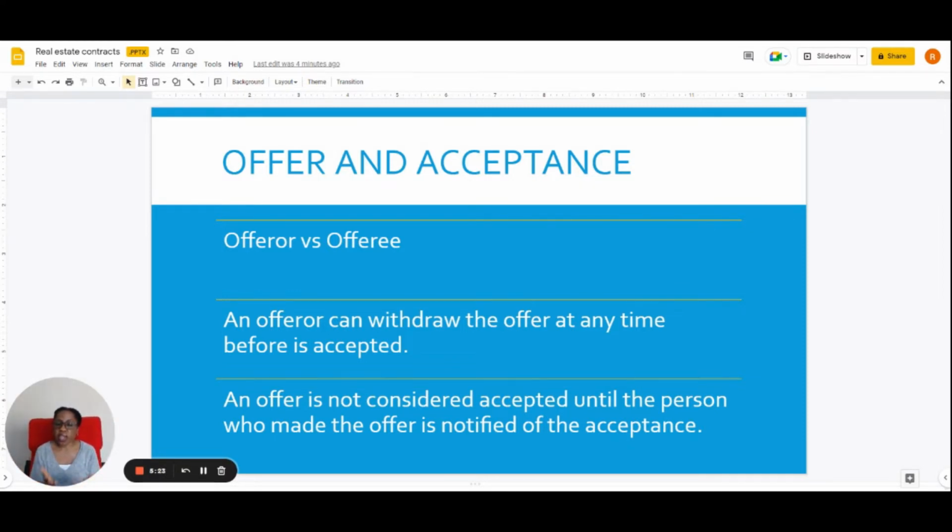So when I send you a counter offer, what that does is I am making an offer to you. So now I am the offeror and you are the offeree. Next thing I have on the slide is that an offeror can withdraw an offer at any time before it is accepted, right? Essentially, all that says is true 100% of the time.